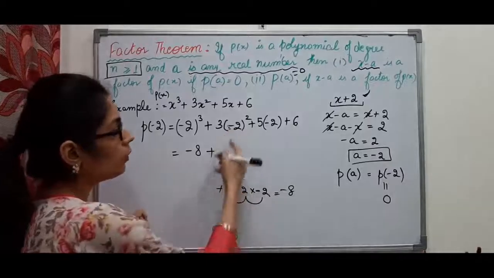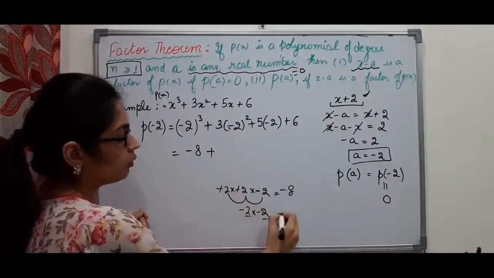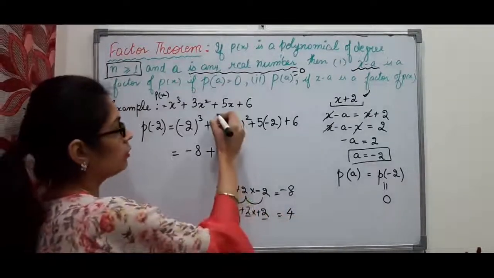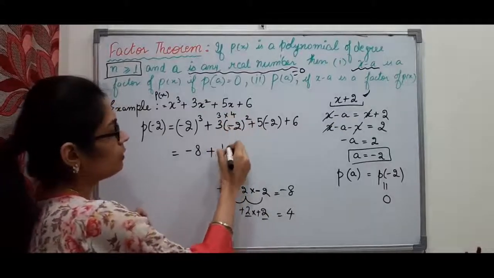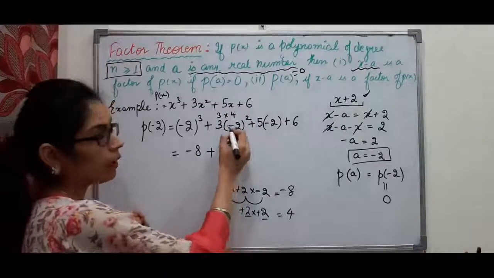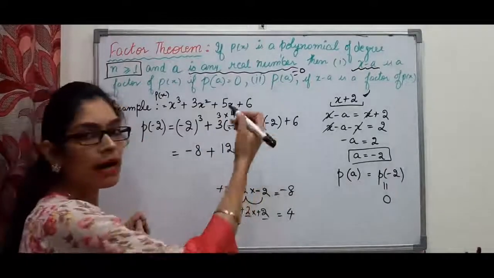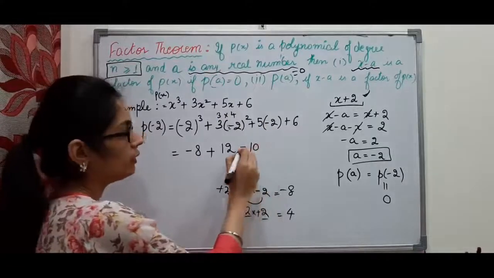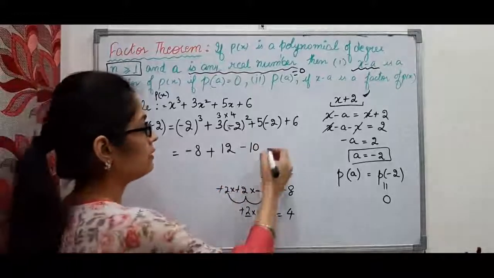So 3 into minus 2 square, minus 2 into minus 2: 2 into 2 is 4, and these two minus signs will get cancelled. So 3 into 4, directly I will do here, 3 into 4 is 12, because square of minus 2 is 4 and we are doing multiplication of 3 and 4. 5 into minus 2, 5 into 2 is 10, and along with this the minus sign because we are multiplying 5 with minus 2, plus 6.